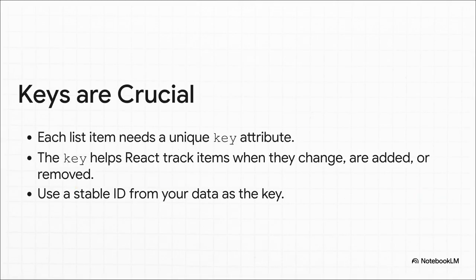Now, when you render a list, there is one absolutely crucial rule. Every single item needs a unique key. Think of it like a permanent name tag for each item. You won't actually see it on the screen, but React uses it behind the scenes to efficiently track which items have been added, removed, or just moved around. It's a huge deal for performance.